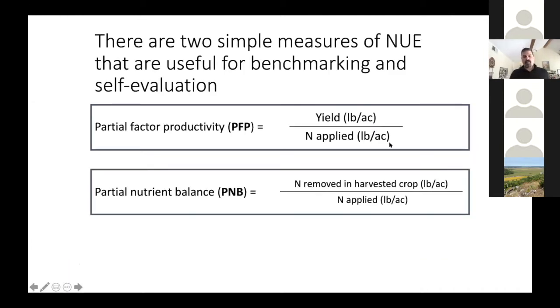There are two simple measurements that anyone can do, and we're doing this with a lot of different cropping systems in Wisconsin: partial factor productivity and the partial nutrient balance. I know they don't have catchy names. The first one is simply your yield divided by the nitrogen you applied. The second is the nitrogen removed in the harvested portion of the crop, so we'd have to get a measurement or an estimate of the nitrogen content of what's removed. If it's corn for grain, the entire ear for sweet corn, the pods for snap beans. Divide that by the nitrogen that you apply.